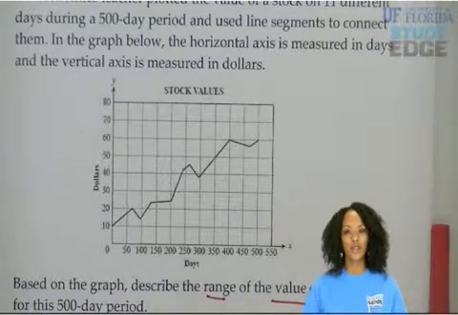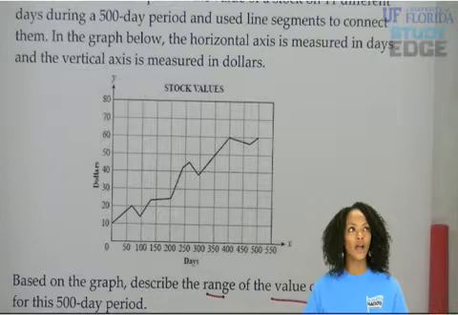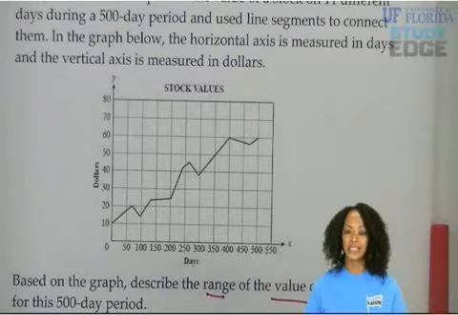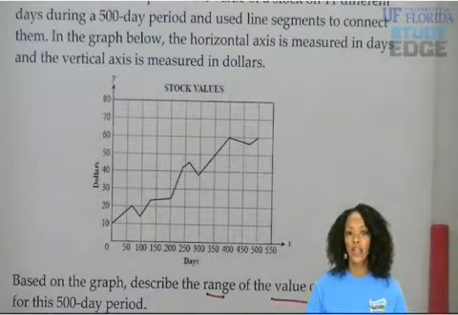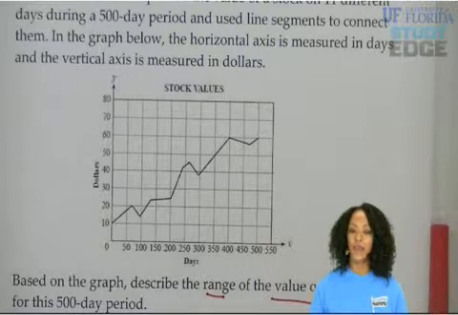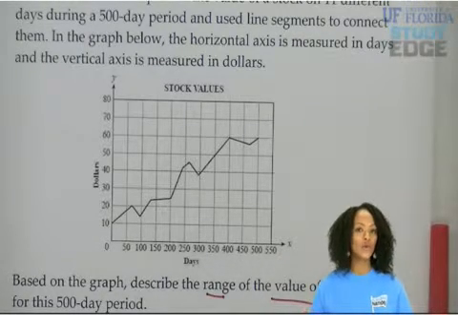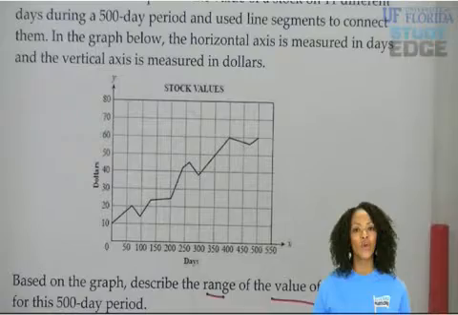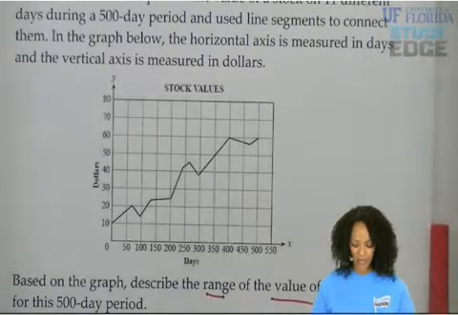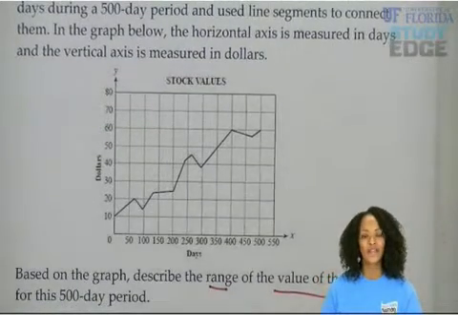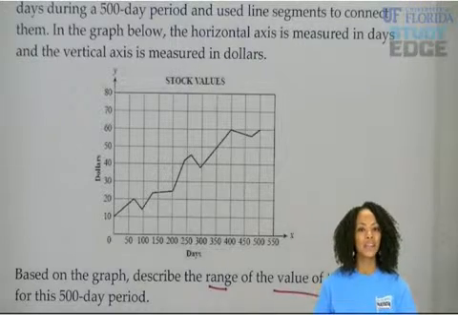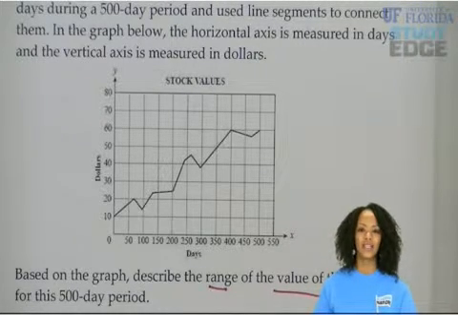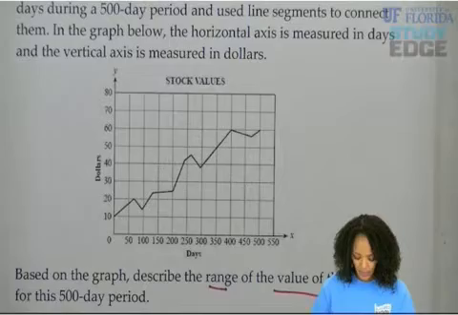And by range, they want us to find the dollar amount when it's least and it's the most. So we want to find when the stock is worth the least amount of money and when the stock is worth the most amount. And that would be our range for this 5-year period. Okay, so let's take a look at the graph and see if we can figure out when the stock is worth the least amount of money during this 5-year period.